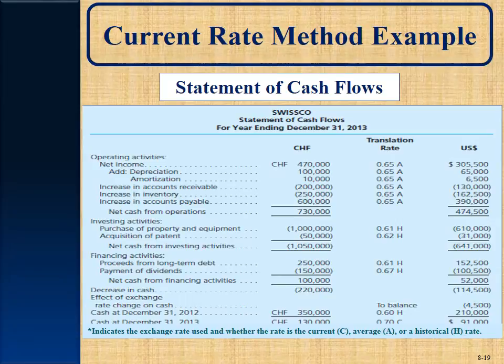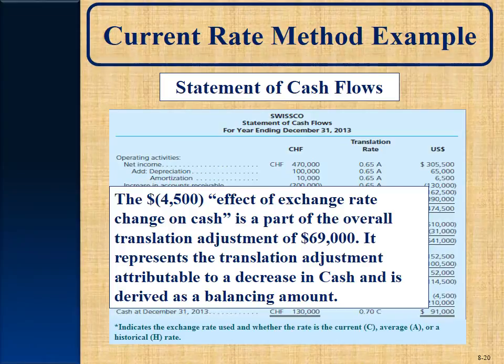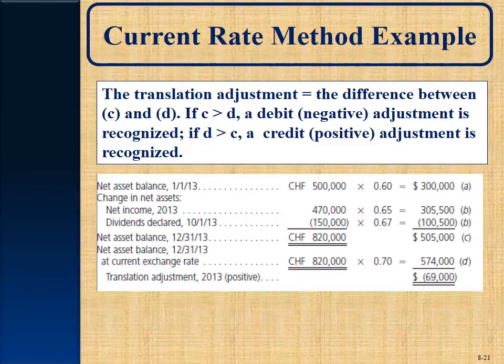Okay, and then we have the cash flow statement, which I'm going to kind of fly over. You can see operating activities are converted at the average. Your investing activities and financing activities are done at their historical. So you would need to know the dates of those cash flows. I'm just going to keep moving along here.